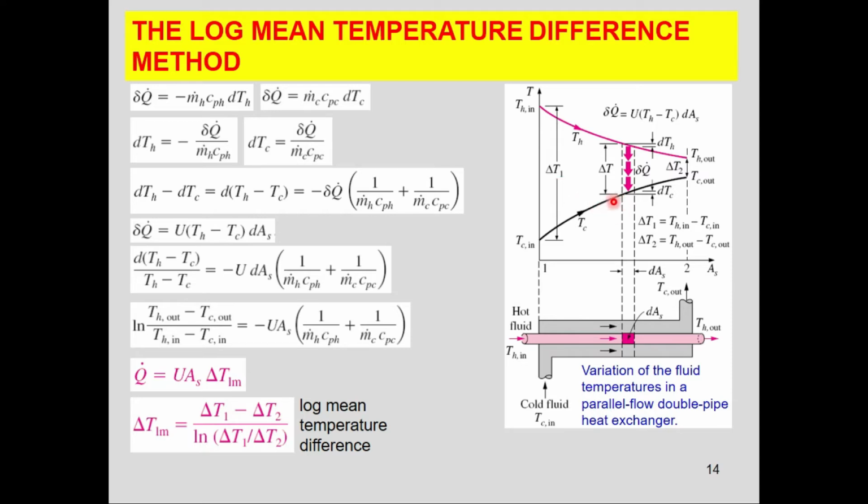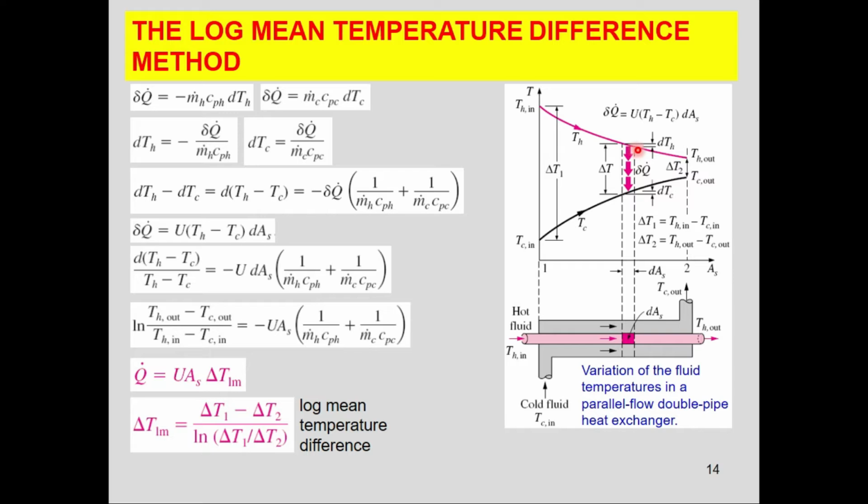So for the development of this expression, the log mean temperature difference, we will assume this small control element and perform the energy balance. This is the control element over which we are performing our energy balance. For example, this is the control element from this point to this point on the cold fluid stream, and from this point to this point on the hot fluid.